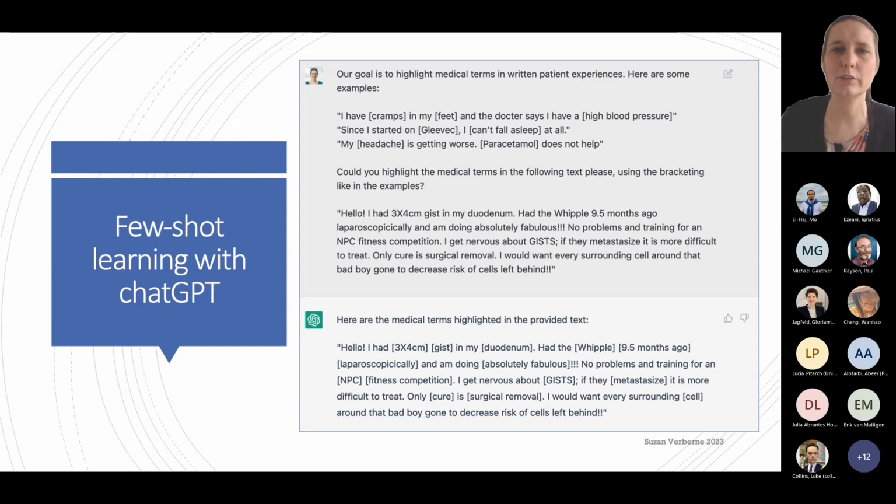Here what I tried is, I prompted with: our goal is to highlight medical terms in written patient experiences. Here are some examples. These are examples I came up with myself, based on this presentation: I've cramps in my feet, the doctor says I have high blood pressure, things like that. And then I said, could you highlight the medical terms in the following text, please, using the bracketing like in the examples. And here's a real message from the GIST patient forum. You see it's quite noisy. And this was the reply by ChatGPT. So for this task, it seems to at least partly do well.